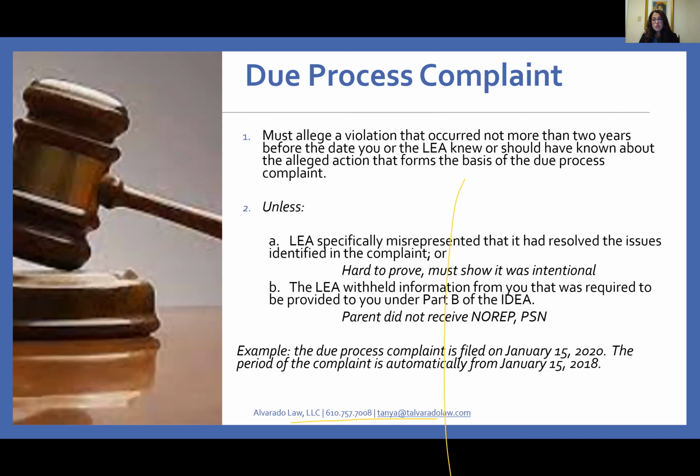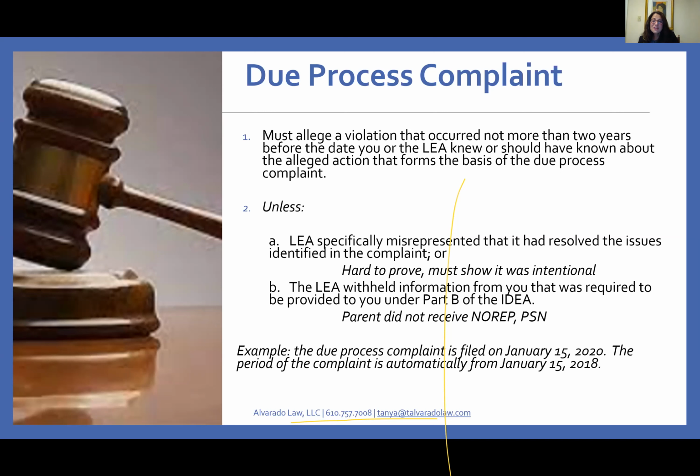Okay. So you have 2 years. From the date you file your complaint, you can go back 2 years asking for compensatory education or whatever the remedy is. There are 2 exceptions to that. You can go back more years if the school specifically misrepresented that they addressed your concern and they fixed it. Or really just addressed the concern.